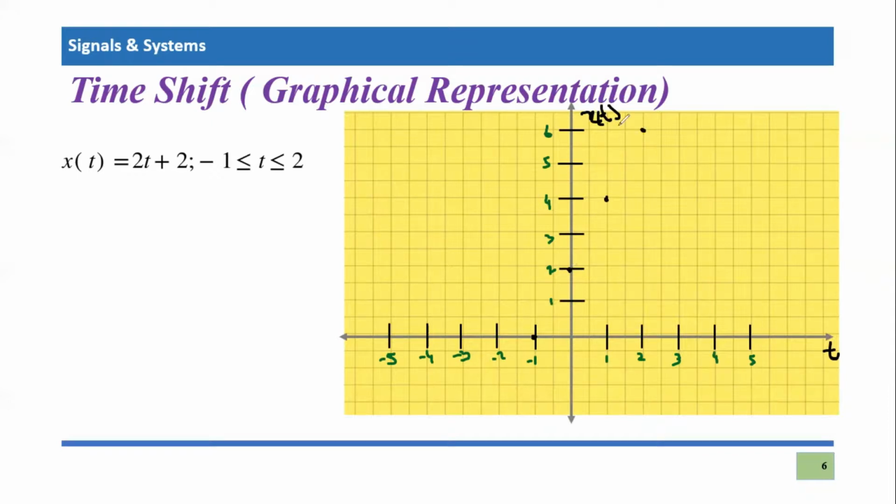If I connect these points, the line will look like this. This is the graph of the signal. And just to reiterate, this signal is defined only from minus 1 to 2. So its value is 0 before minus 1, and similarly its value is 0 after 2. So you can say there is a sharp cutoff at this point, right? So this is the original graph of the signal.